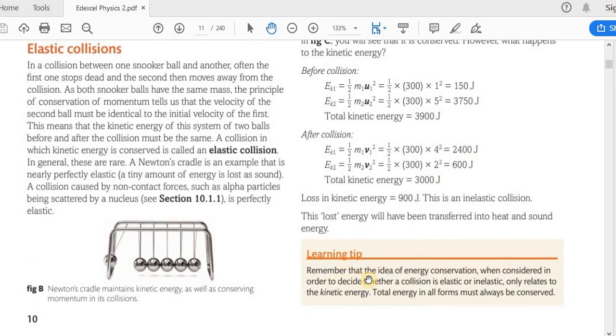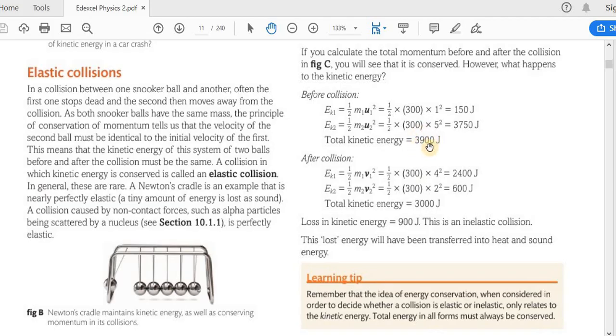Okay, so here is a learning tip: remember that the idea of energy conservation, when considered in order to decide whether a collision is elastic or inelastic, only relates to the kinetic energy. Total energy in all forms must always be conserved. That is the law of conservation of energy. Energy cannot be created or destroyed, but it can be transferred from one form to another. So total energy is always conserved, but the kinetic energy is not conserved here.